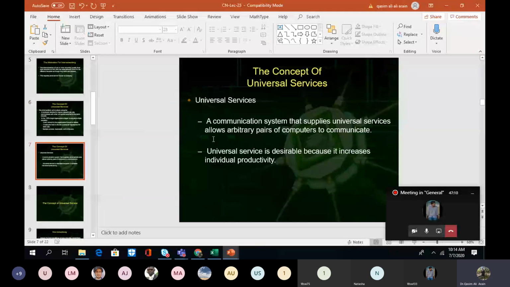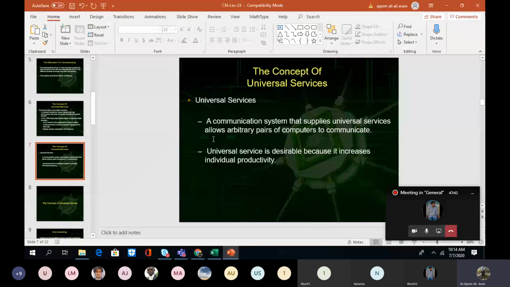A communication system that supplies universal services allows arbitrary pairs of computers to communicate, right? I mean, it is a system, or a set of services, which are provided by different companies, that allows different pairs of computers to communicate across a network. That's what you can call universal services, given or provided by different companies.